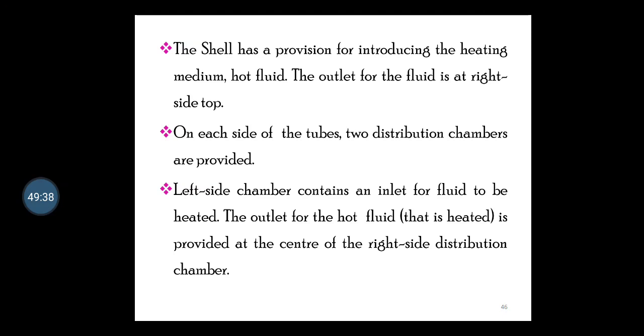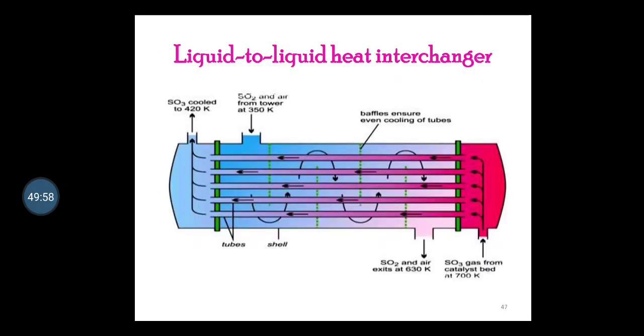On each side of the tubes, two distribution chambers are provided. The left side chamber contains an inlet for the fluid to be heated, and the outlet for the fluid that is heated is provided at the center of the right side distribution chamber. This is the diagram for the liquid-to-liquid heat interchanger. You will have to learn the construction and working while looking at this figure. Only then are you going to be able to understand the construction and working of liquid-to-liquid heat interchangers.